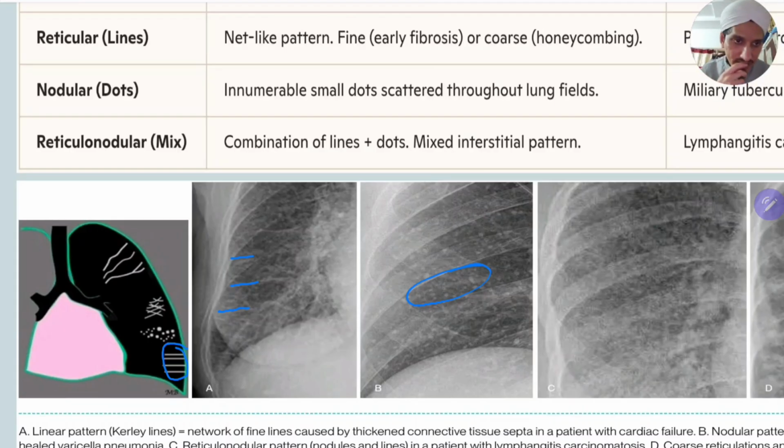Then this is reticulonodular pattern. You are seeing dots and fuzzy opacification in between the ribs. That is nothing but lines with dots. So you see this in a carcinoma patient which is obstructing the lymph flow. That is called lymphangitis carcinomatosis.